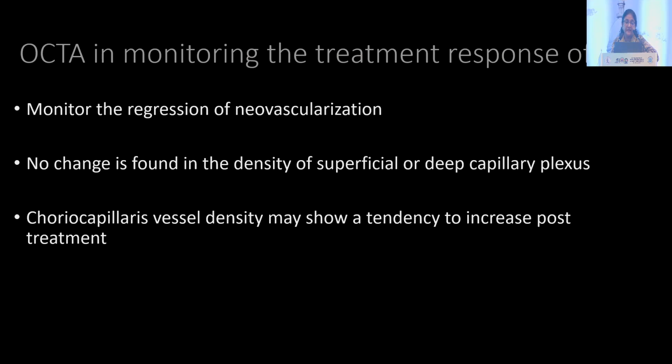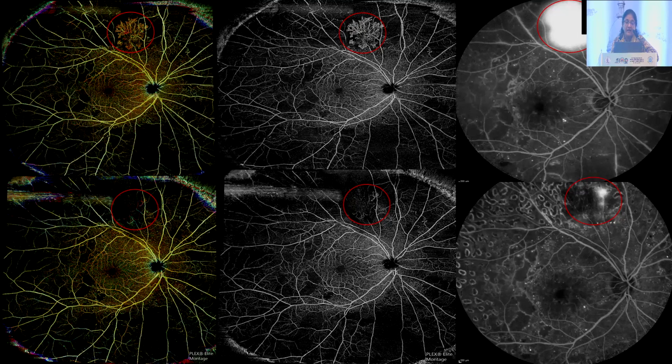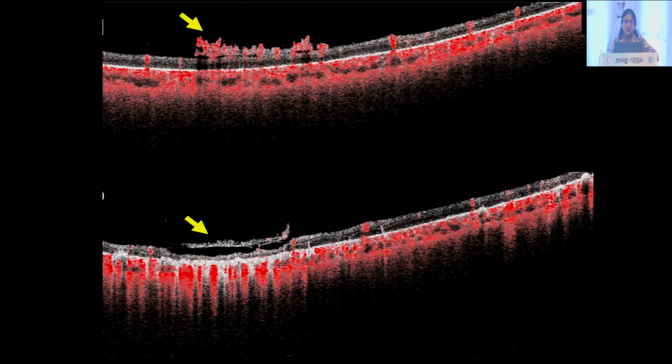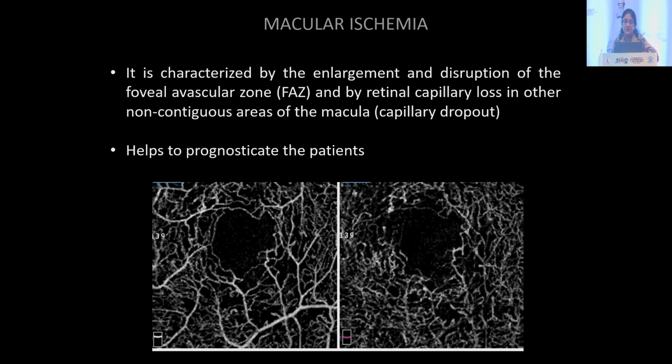So OCTA basically helps in monitoring the regression of neovascularization. No changes were found in the density of superficial or deep capillary plexus. And this is a color fundus photo, OCTA and FFA, where again pre and post laser you can identify the regression of the neovascularization very beautifully, which is very well seen on an OCTA image. This shows the active neovascularization above the ILM, which has shown a beautiful regression after the laser treatment.